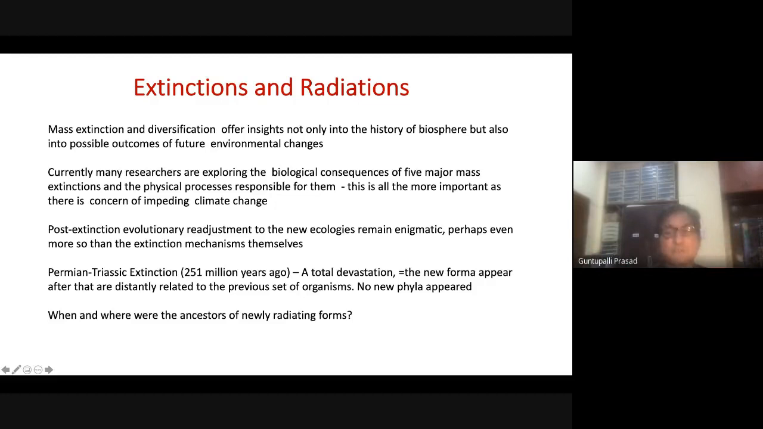The new forms which appear after the extinction in the beginning of the Triassic are not related to the previous organisms, and no new phyla appear. So the question that we need to address is when and where were the ancestors of the newly radiating forms, so from what group of organisms these new forms had evolved. And then molecular paleobiology.